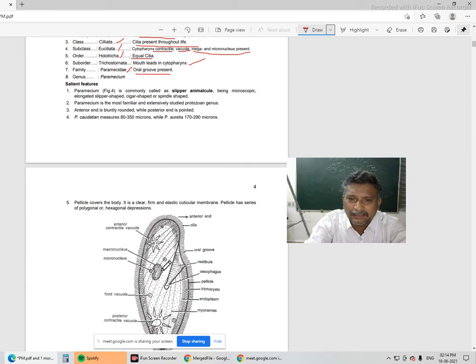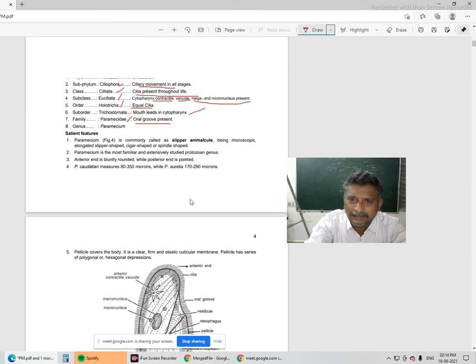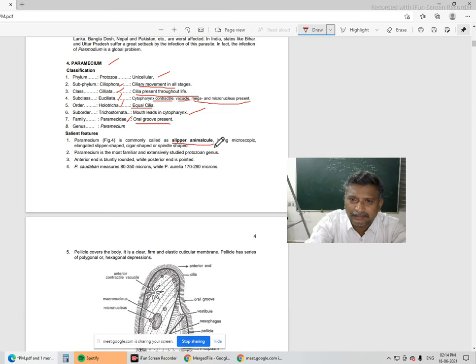How does it look? The entire shape may look like a slipper. Hence it is a slipper animalcule. So it is microscopic in nature, slipper shaped, elongated, cigar shaped, spindle shaped. Paramecium is the most familiar and extensively studied protozoan genus. Anterior end is blunt and rounded, while posterior end is pointed.